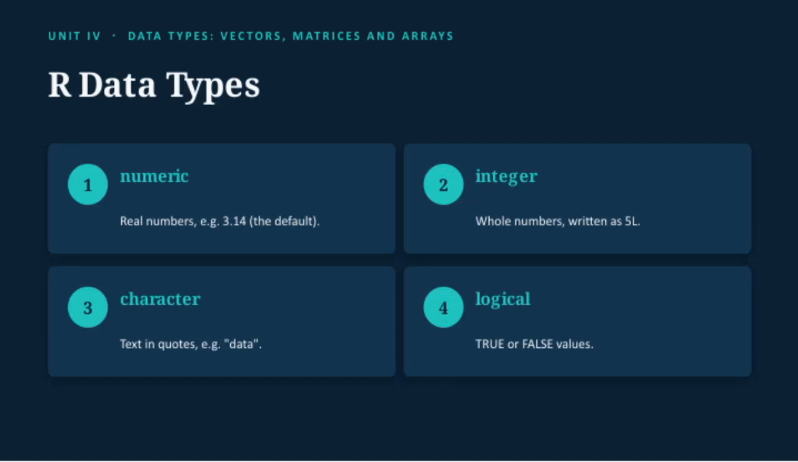Let's dive into the basic data types in R, starting with logical values. These are just TRUE or FALSE. Then, we have character data, which is text enclosed in quotes. Next up are integers, whole numbers marked with an L, like 5L. Finally, numeric values represent real numbers, like 3.14, and they're the default type for numbers in R. Understanding these types is key to working effectively with vectors, matrices, and arrays.